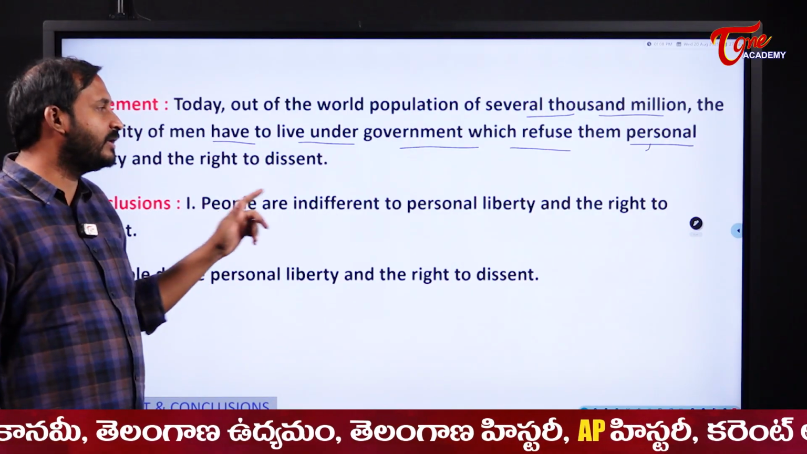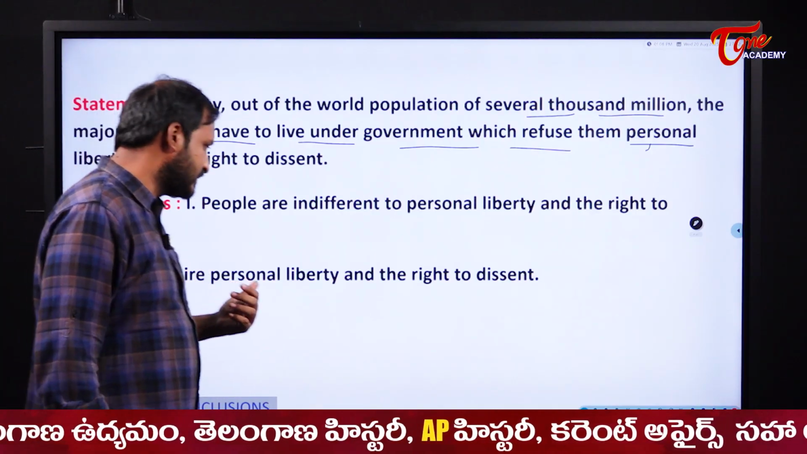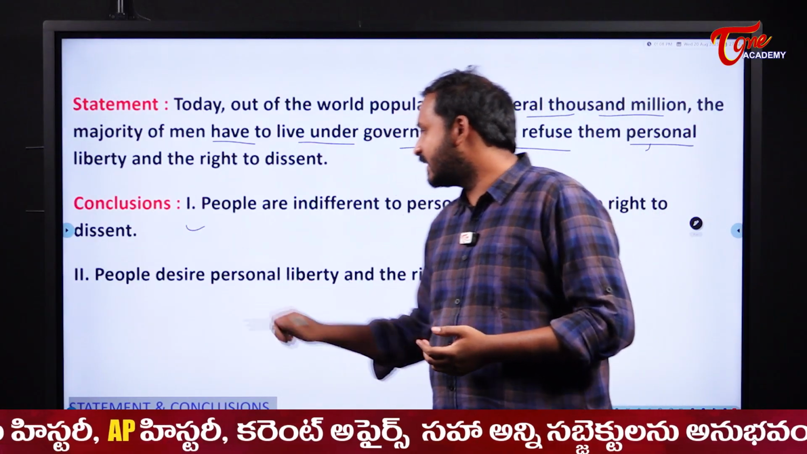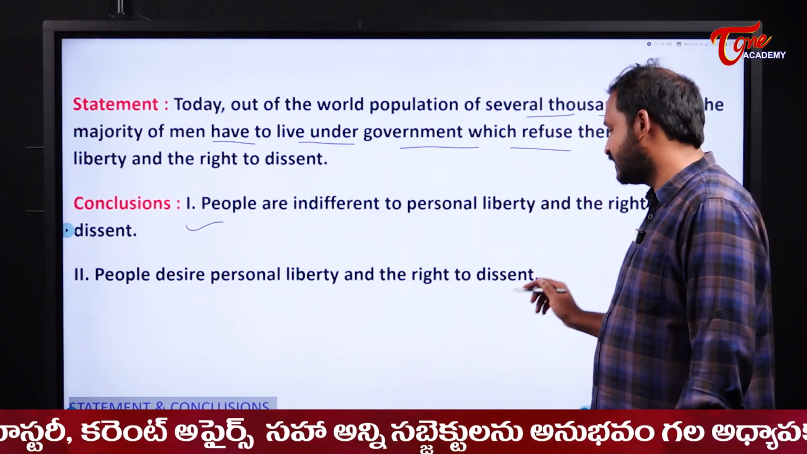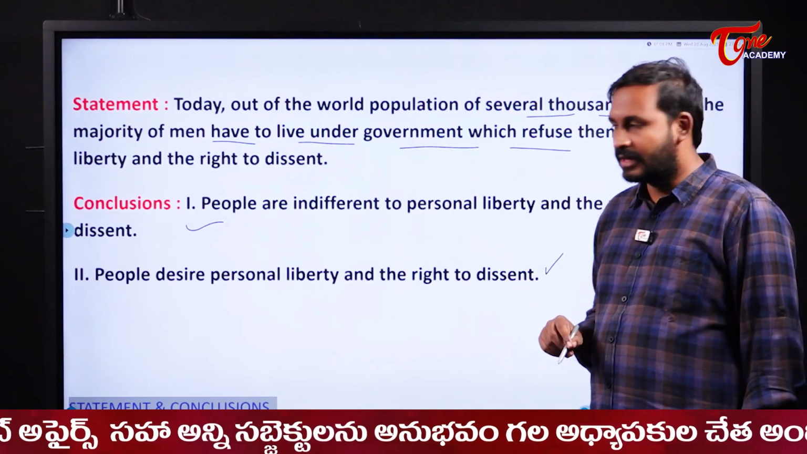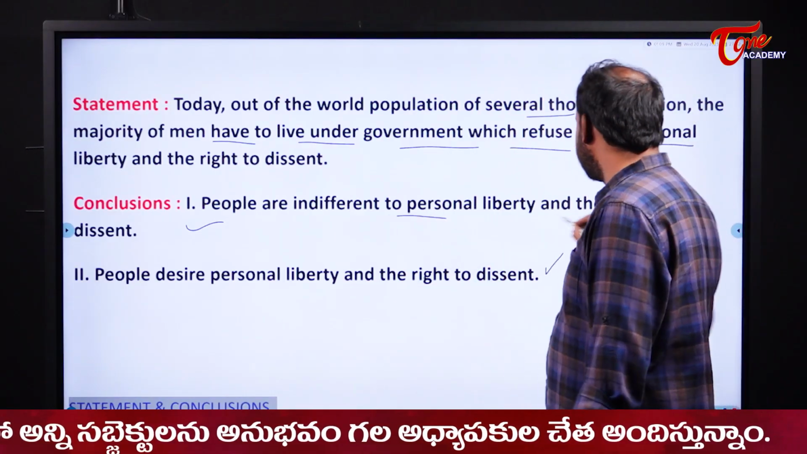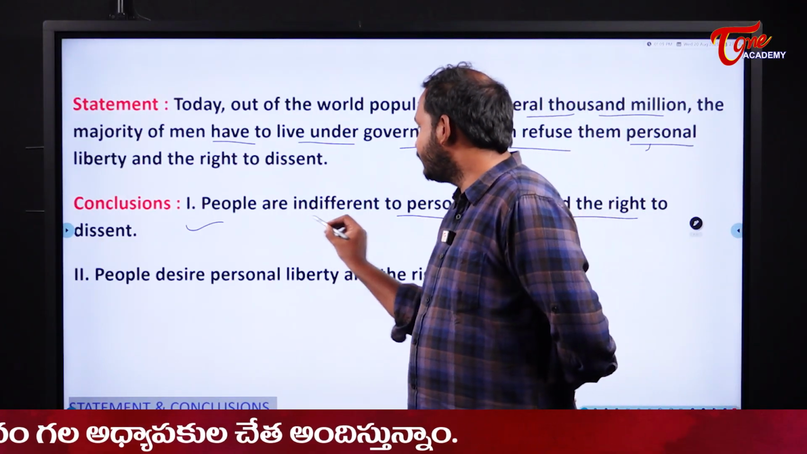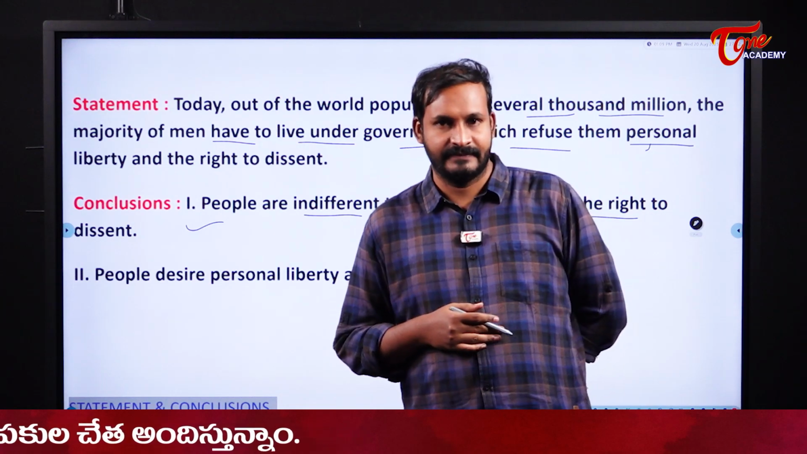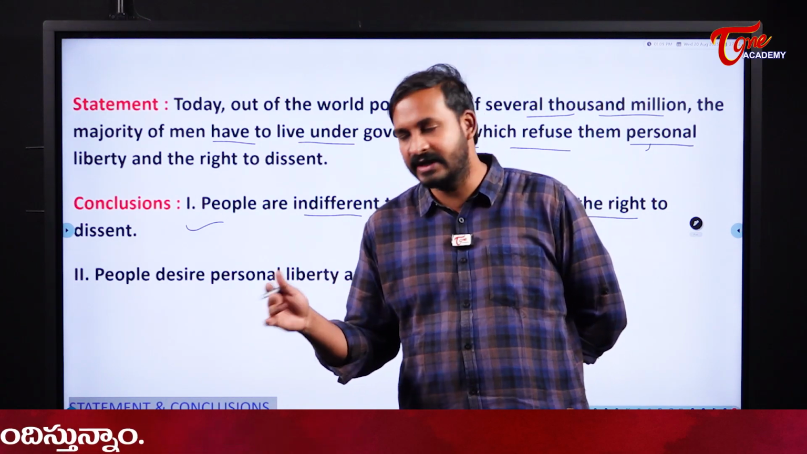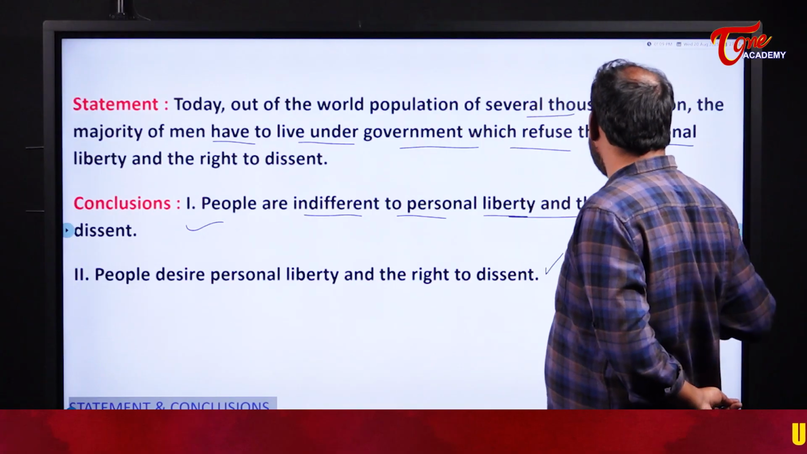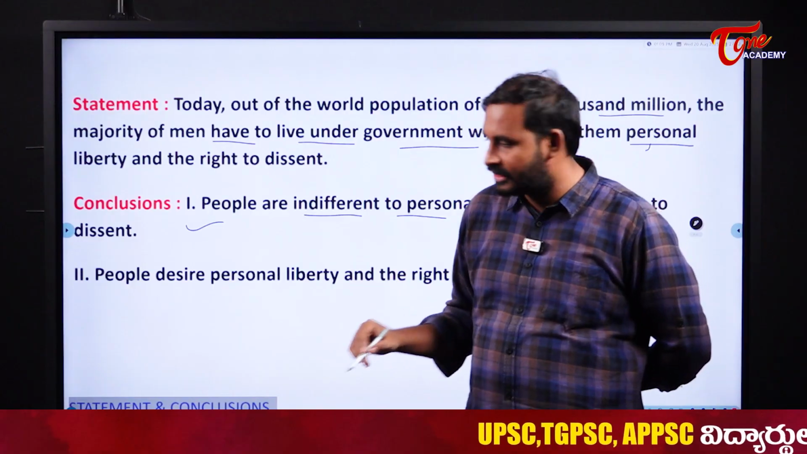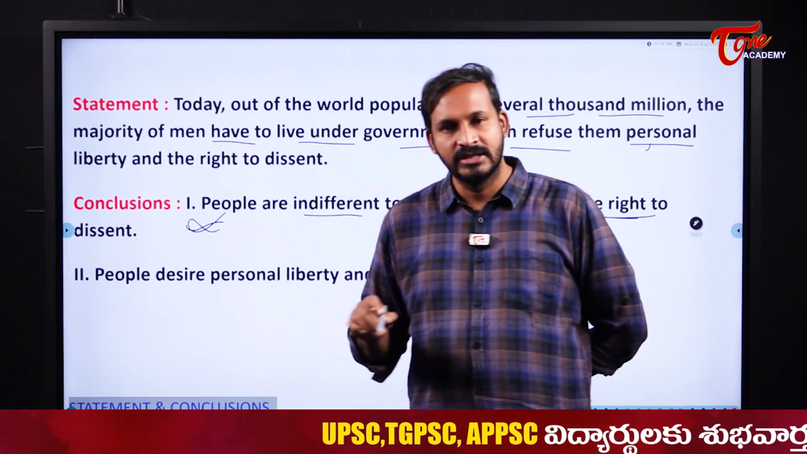Now, people are indifferent to personal liberty and the right to dissent. First, see here, what does indifferent mean? Their opinion is different from what actually personal liberty and the right to dissent is. Do they mention anything about the public's opinion? No, that is not at all possible for me. So that is not implicit.